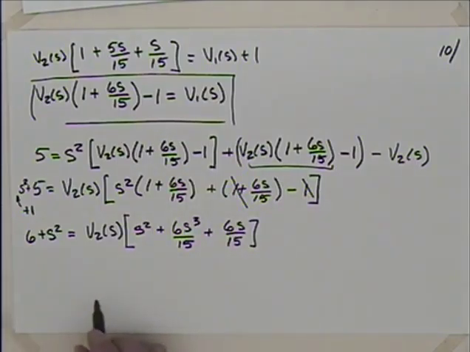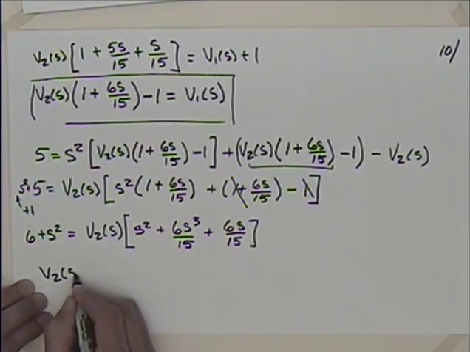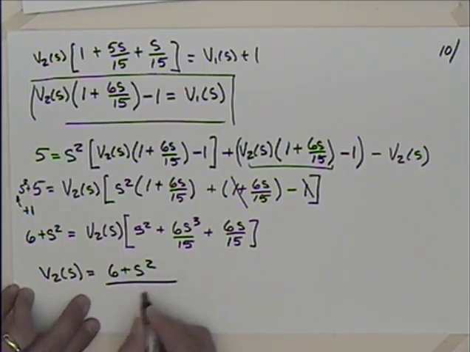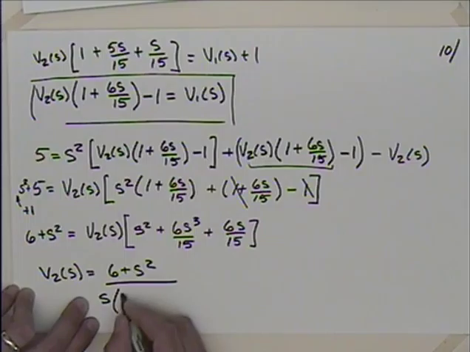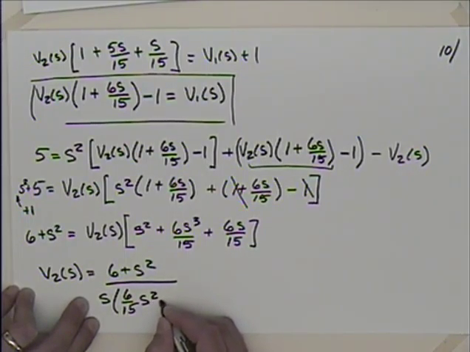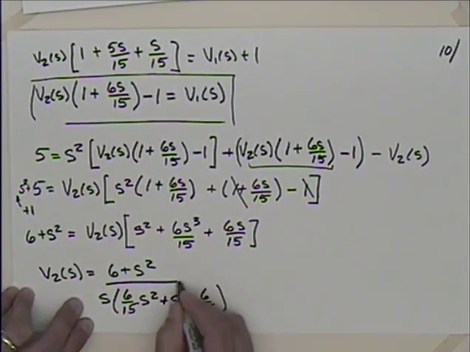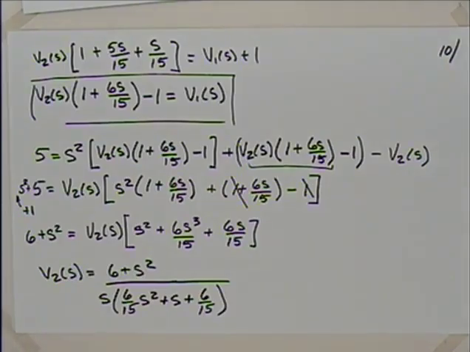Okay, so now for v2s, I have 6 plus s squared divided by, could factor an s out of this, of s times 6/15, and this would be s squared, so I have 6/15 s squared plus s plus 6/15. Okay, so that would be v2.